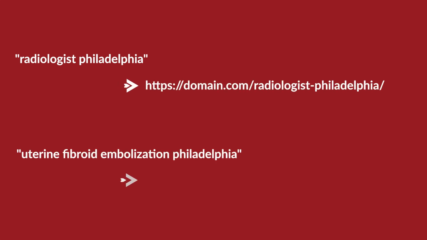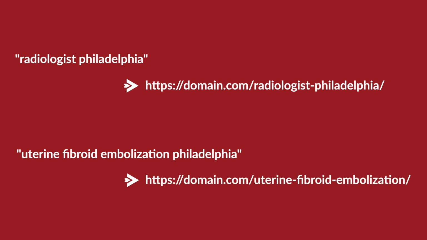Now you may have interventional radiologists there that do uterine fibroid embolization, for example. You would map the keywords radiologist Philadelphia to probably the main page, and then uterine fibroid embolization Philadelphia to another page on your website. If these radiologists are part of a hospital, very likely a subpage many levels down in the website's site architecture.